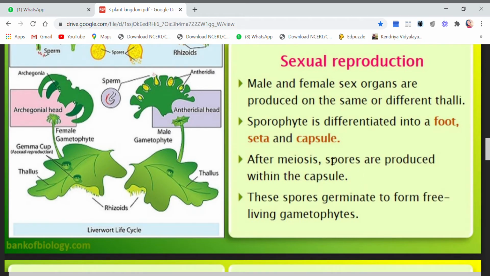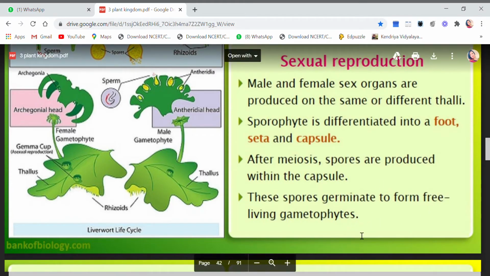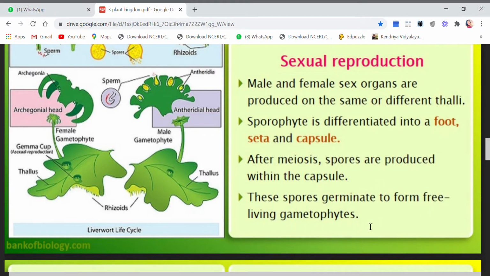Now when the capsule fills, it will swell up and burst open, and the spores, wherever they fall, will germinate, and again they will give rise to a free living gametophyte. And again the gametophyte is haploid, that is N.